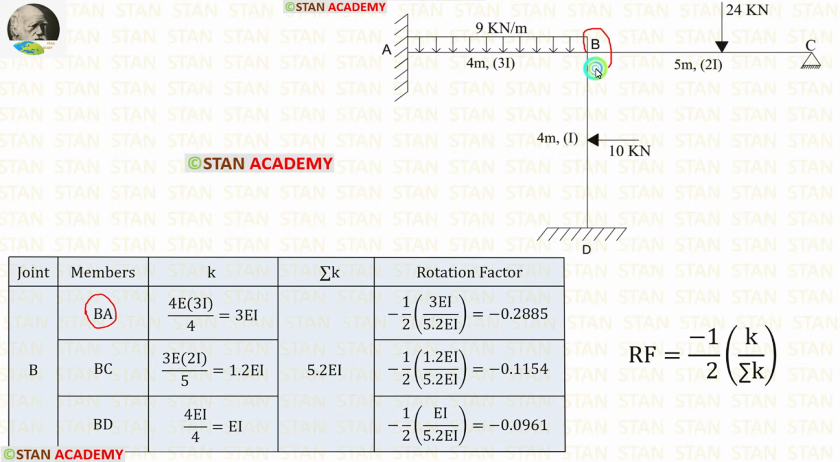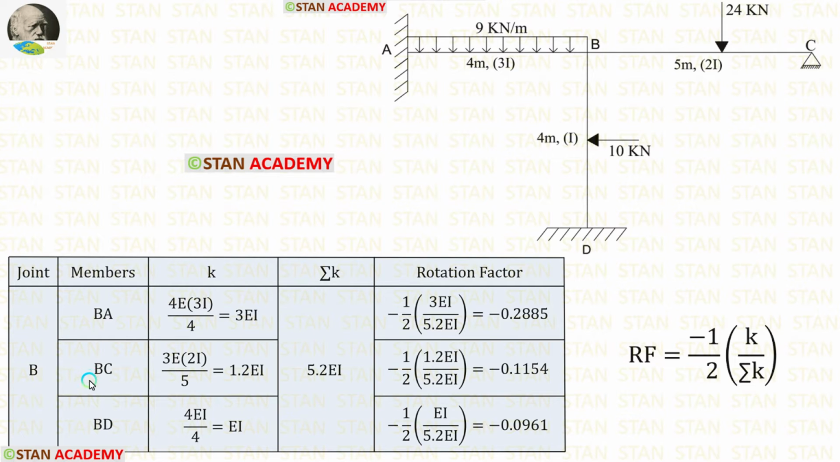For that, from the joint B, we have to look at the point A. In the point A, there is a fixed support. If the far end is fixed, the formula for the stiffness is 4EI upon L. The moment of inertia for BA is 3I. So instead of I, we have to apply 3I. Length of BA is 4. Finally, for the stiffness of BA, we are getting 3EI.